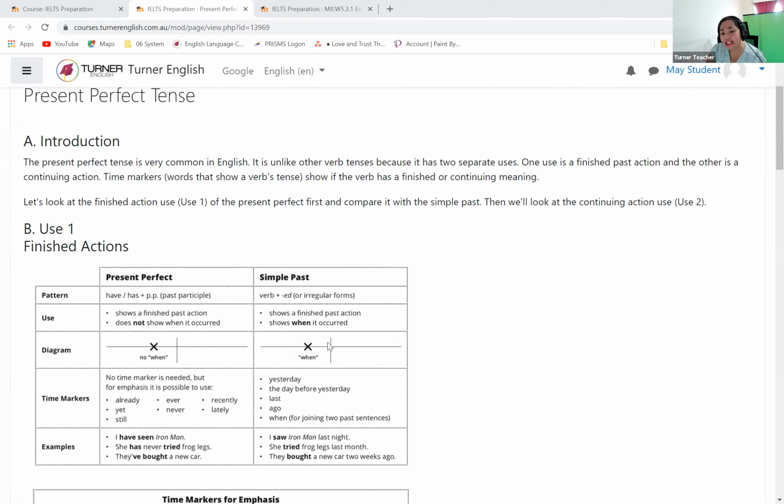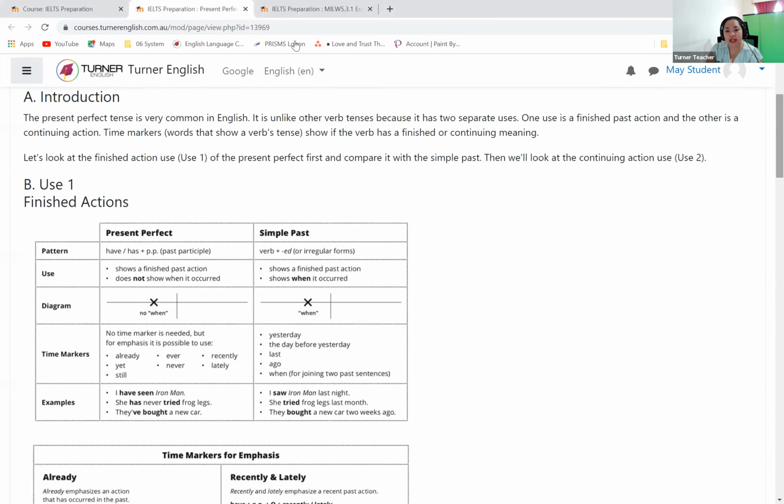Okay. So let's have a look at the finished action usage 1. Okay, so you can see here, if you look into this particular portion, the present perfect. As you can see, the pattern for the present perfect is has or have plus past participle. So let me just explain that first.